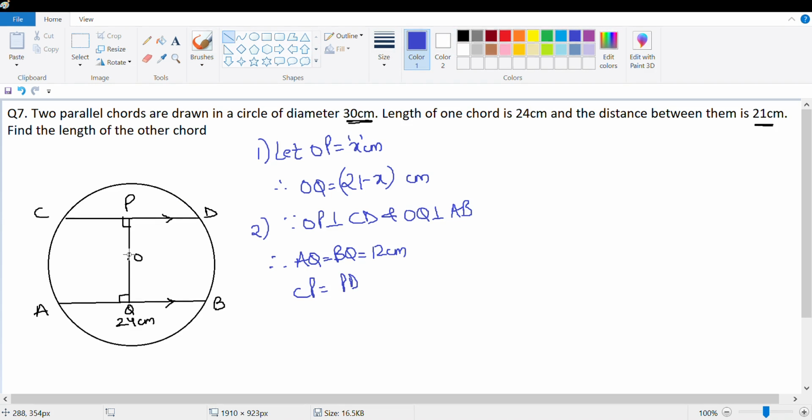Let me just make the radius as well. These two radius, let's join OA and OC. The diameter is 30, which means the radius OA is 15 and OC is also 15. This is X, and we got OQ as 21 minus X. This we got as 12. This we got as 12. We don't know the value of CP and PD.